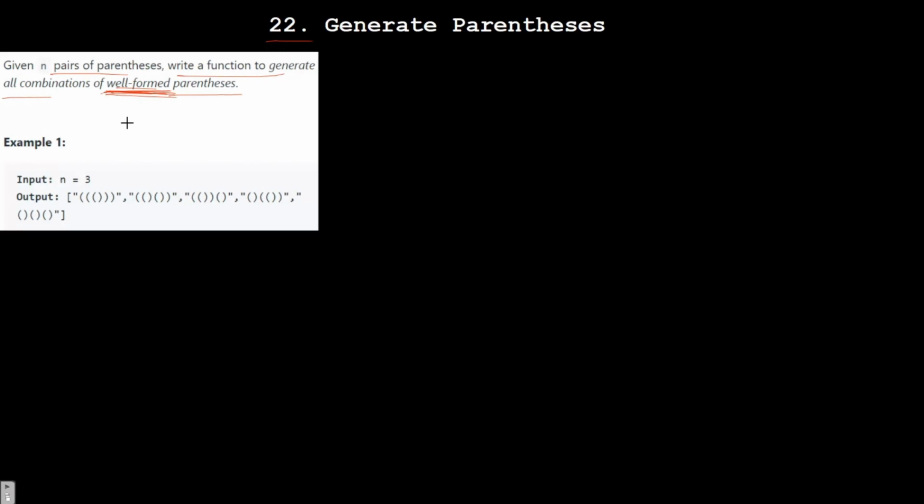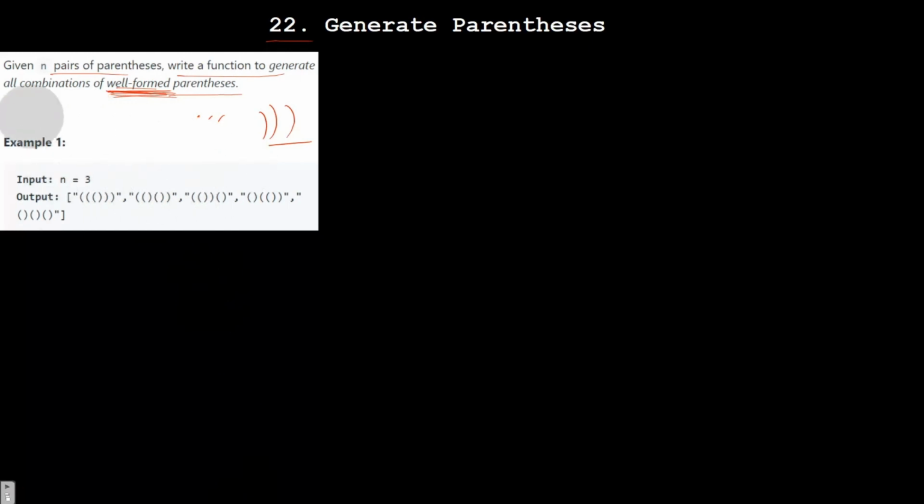So we are given n pairs of parentheses. Here n is equal to 3, so we have 3 pairs of parentheses. That means 3 open parentheses and 3 close parentheses. Using these, we have to form parentheses strings which should be well formed, that is valid ones. So how can we do that?